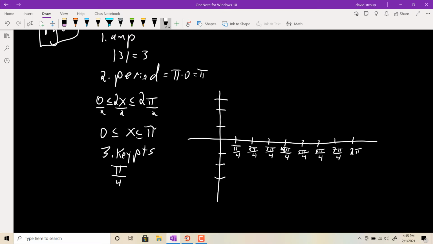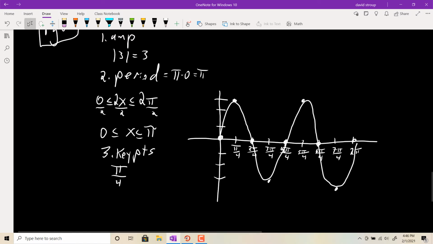Okay, so plot some points here. It looks like we're going to get 2 complete cycles. And draw your graph, connecting the points. Okay, so we get 2 complete cycles in there.